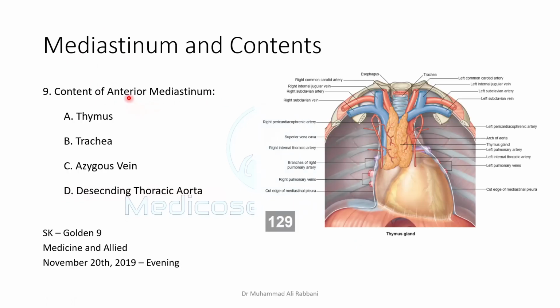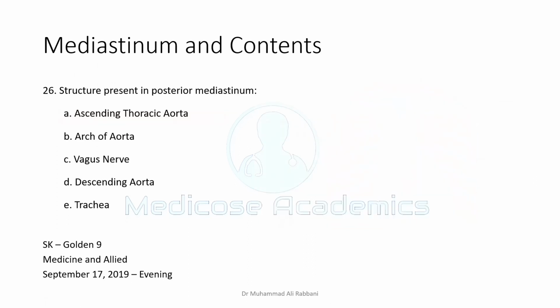Contents of anterior mediastinum. You should memorize the contents. It's very important. The major component of the anterior mediastinum is the thymus gland. So thymus is the major component of the anterior mediastinum. Other structures are the pericardial ligaments, and there is some fat, some lymph nodes, and some branches of the internal thoracic artery. Structures present in the posterior mediastinum. Again, you should know the contents.